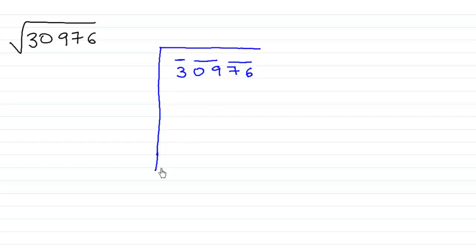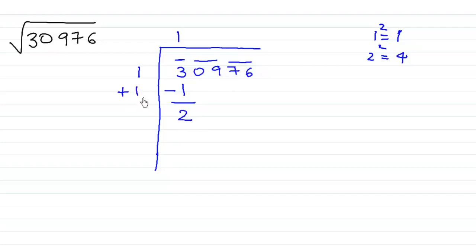Since we have 3 groups, 1, 2, and 3, this tells us that this answer will be a 3-digit number. So let us start with 3. You need to tell me a perfect square which is just less than 3 or equal to 3. We know 1 square is 1, then 2 square is 4, but 4 is bigger than 3. So we'll settle for 1 square. 1 square is 1. So 1 one is 1. And 3 minus 1 is 2.